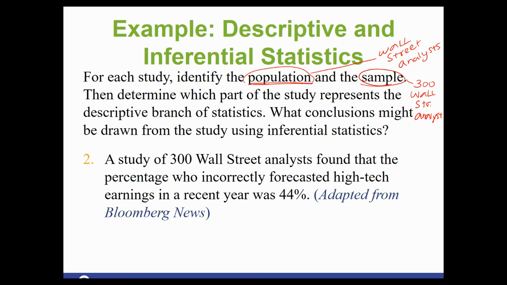So which part of this is our descriptive? Again, that's that number piece, the summary of all of our information. It's the 44%. This is our descriptive piece. It's what we've summarized from what we got in our survey. And then for the last bit, what conclusions might be drawn from the study using inferential statistics? It doesn't look good, but it looks like only half of the time Wall Street analysts are getting it right. 44% does not look good. So your inferential statistics statement could be something like, half the time Wall Street analysts don't get it right.